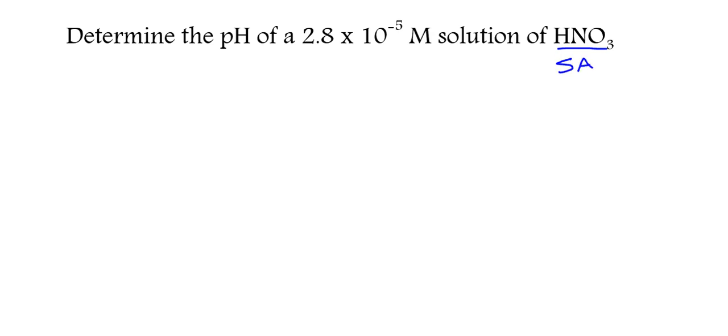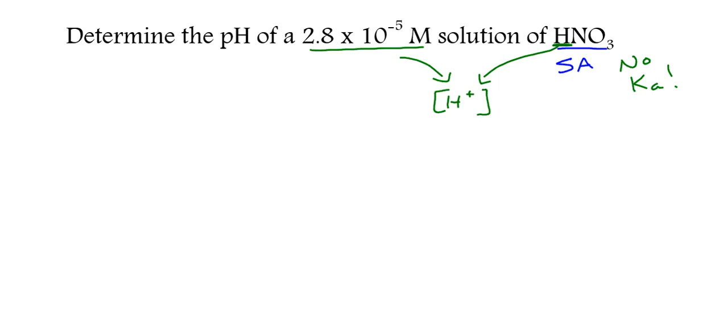This is a strong acid. One big hint, besides simply memorizing this, is that this has no Ka. So if this has no Ka, then this concentration can be assumed to be the pure concentration of my H plus. If this is a weak acid, that concentration is not purely H plus because weak acids do not dissociate 100%. Strong acids, we assume that they do.